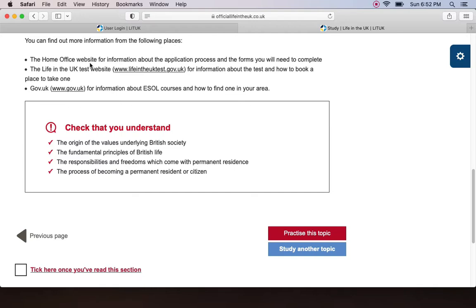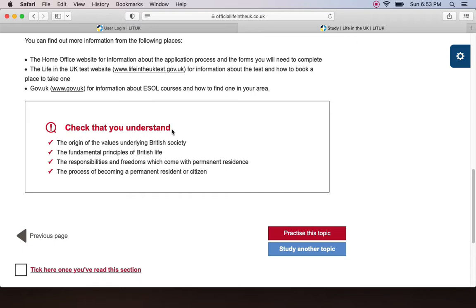The Home Office website for information about the application process and the forms you will need to complete. The Life in the UK test website, www.lifeintheUKtest.gov.uk for information about the test and how to book a place to take one. Gov.uk, www.gov.uk for information about ESOL courses and how to find one in your area.